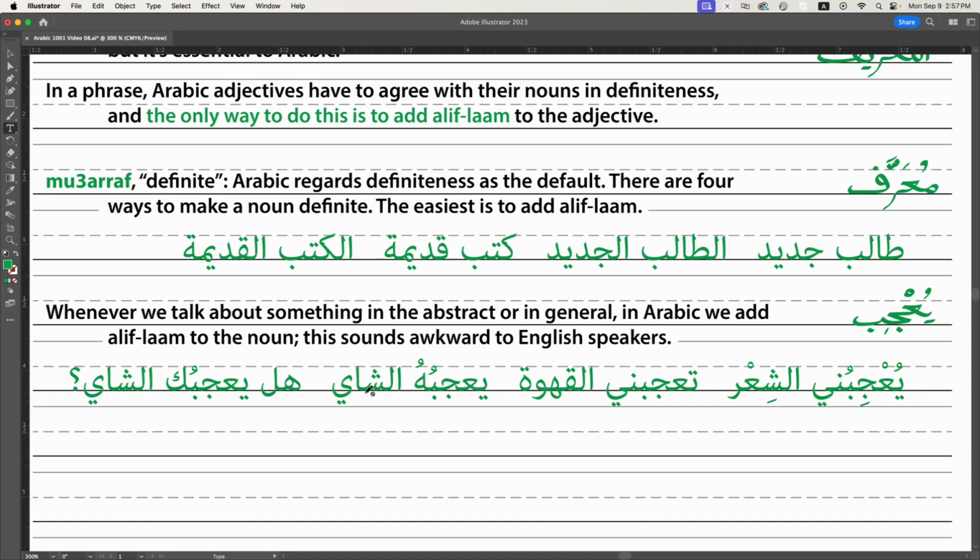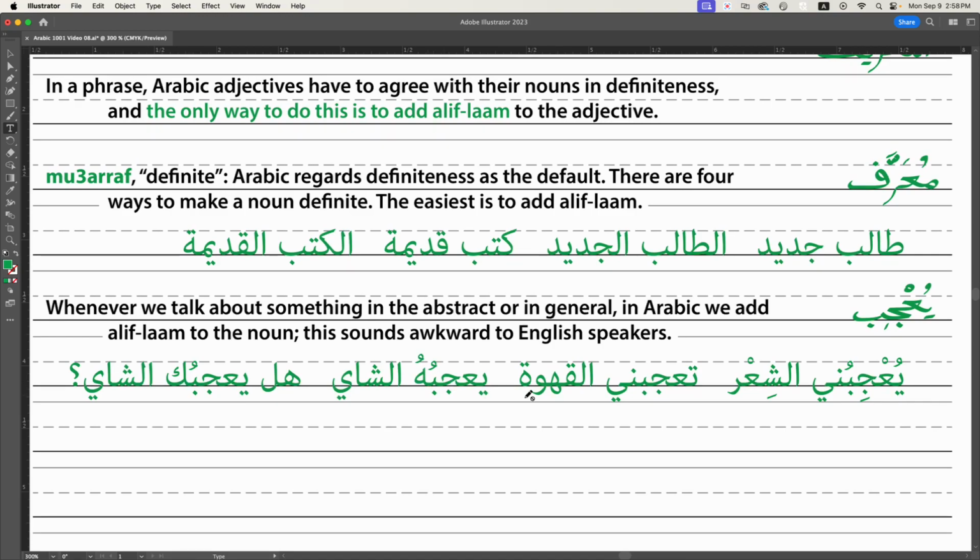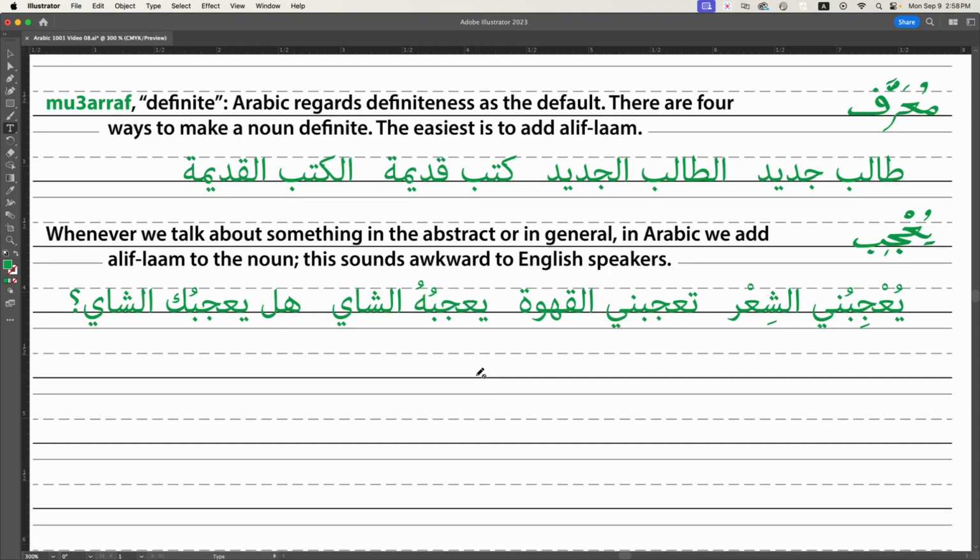So learn the words for coffee and tea. They're very useful. They're very common in the Arab world. And use this word yu'jib for it pleases to mean someone likes something. And we'll talk about this in more detail when we get into verb conjugation. But it's a very useful thing to be able to say, which is why it's here.